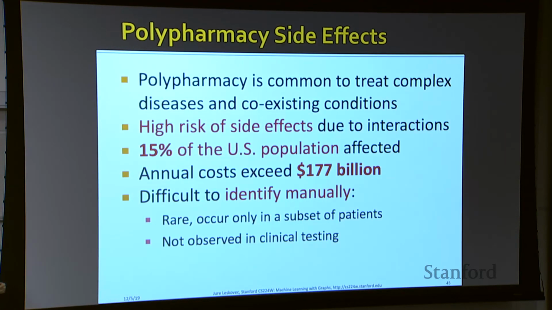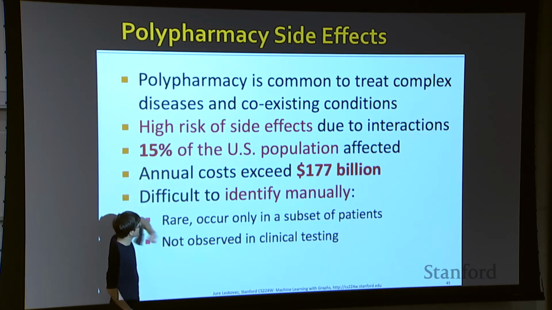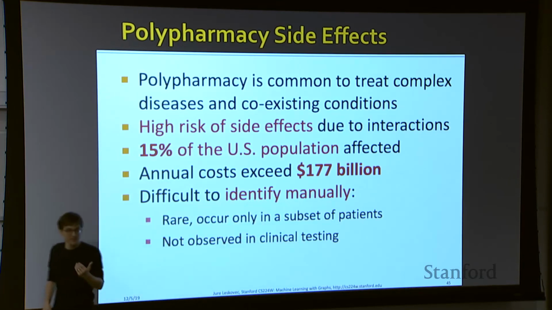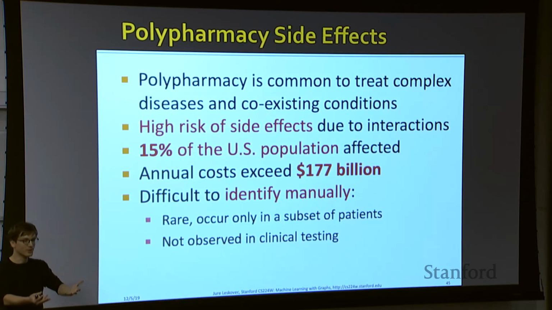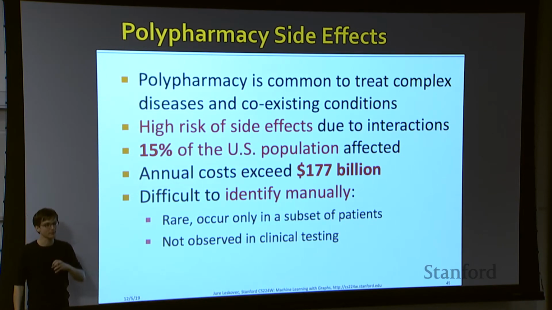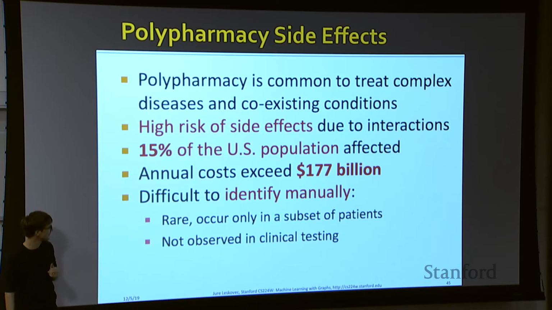The point is that these side effects affect about 15% of the US population. There is some huge cost assigned to this, because a side effect essentially means you got a new disease, or another kind of side effect disease that you now have to treat, and you will get another drug and things like that.